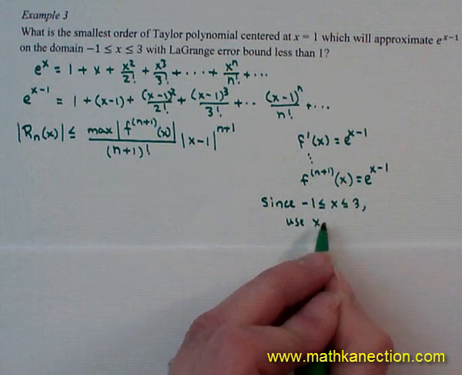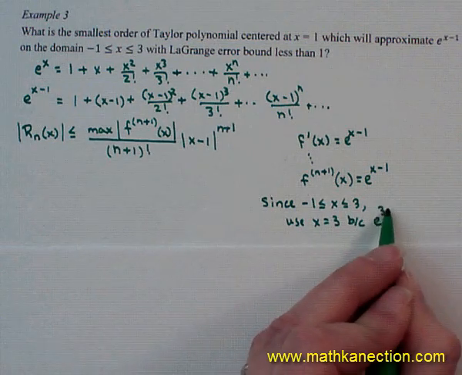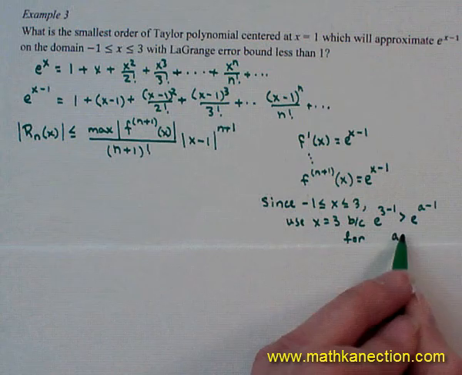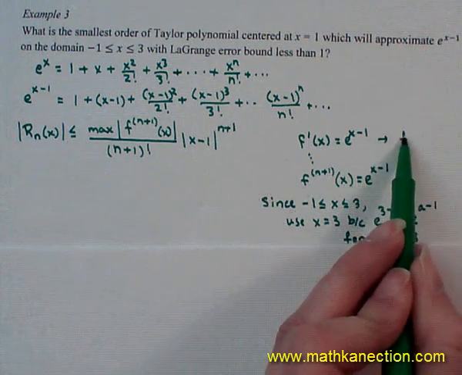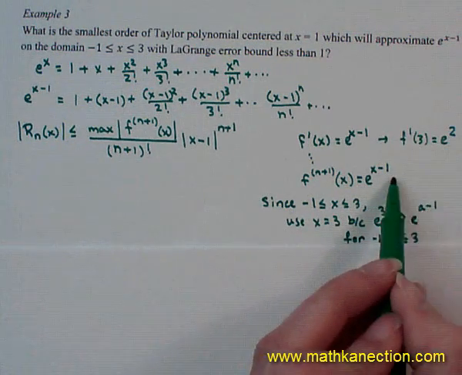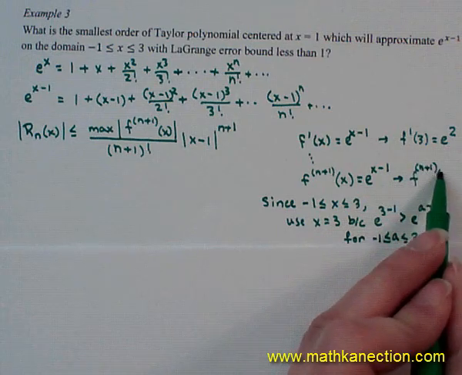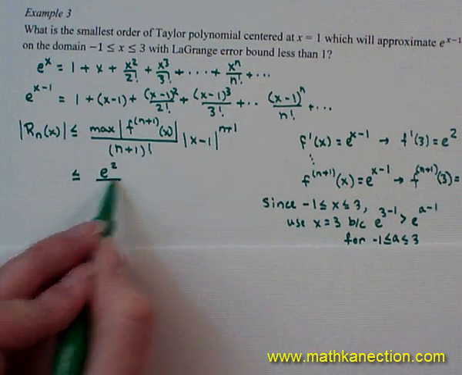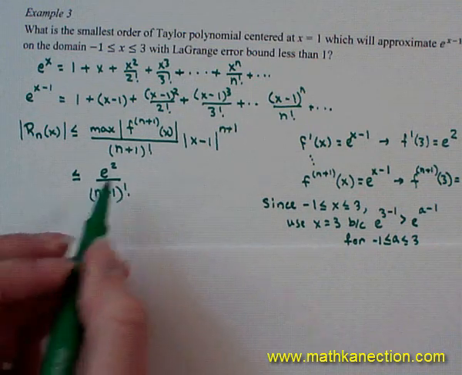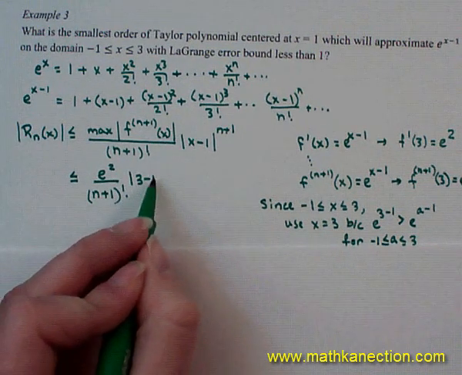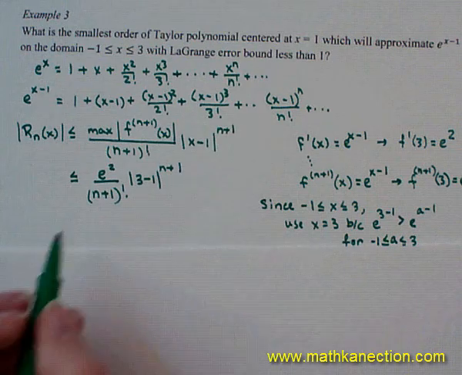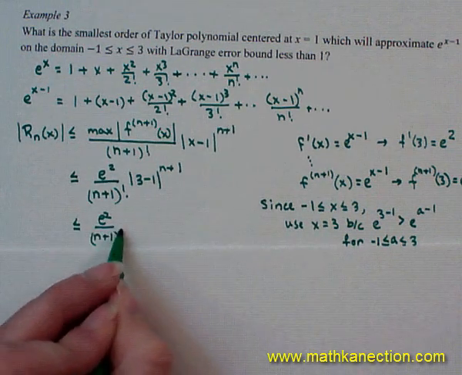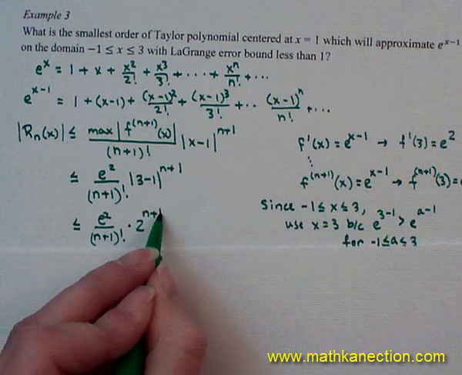And since x needs to be between negative 1 and 3, we're going to use x equal to 3, because e to the 3 minus 1 is going to be bigger than any other e to the a minus 1 if a is between negative 1 and 3. The n plus 1 derivative of the function at 3 is equal to e to the second. Replacing with e to the second for the max, e to the 2 over n plus 1 factorial, times the absolute value of 3 minus 1 to the n plus 1, which simplifies to e to the second over n plus 1 factorial times 2 to the n plus 1.